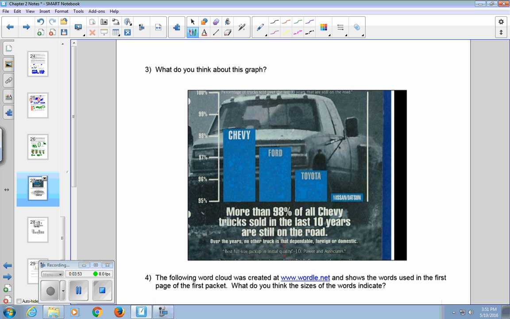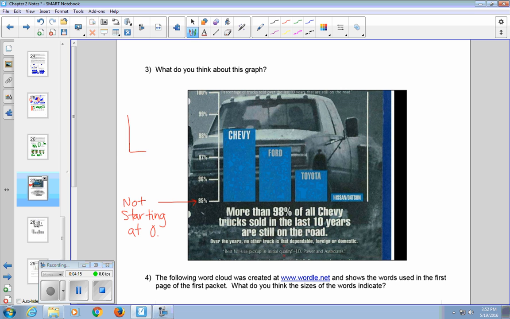Okay, number 3, what do you think about this graph? So again, you may want to press pause, take a look at it first, and then press play when you're ready. Turns out this is very similar to the first graph in part A we looked at because this does not start at 0. So again, it's exaggerating the difference in heights of these bars.